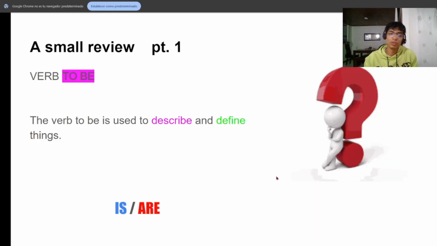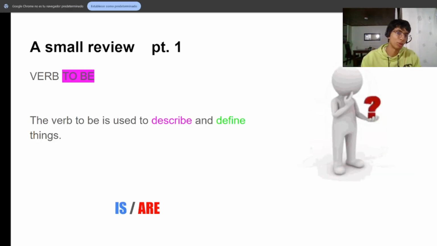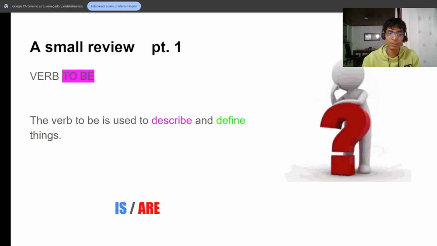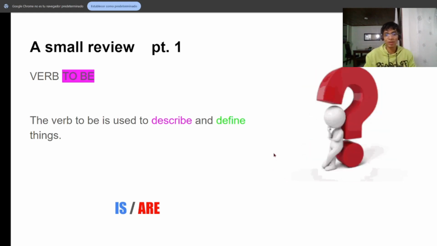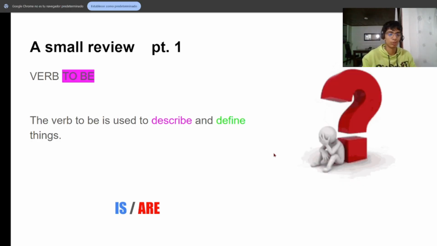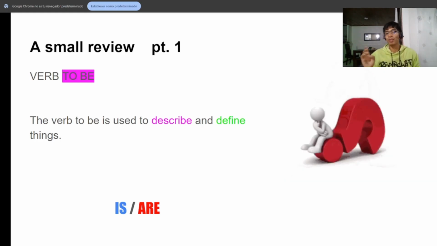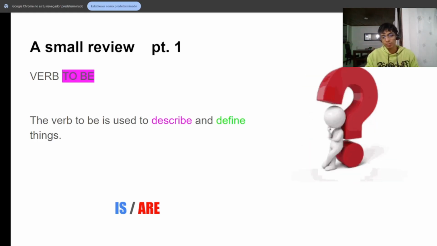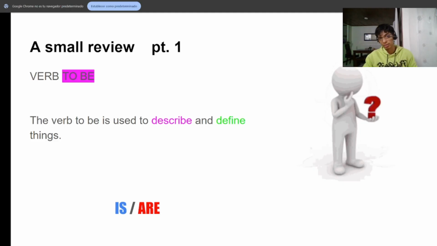So, first of all, I would like to have a little review about what you know about the verb to be. Does anybody have a clue what the verb to be is? No? Don't worry. I'll tell you. In very simple words, the verb to be is used to describe and define things. If you look at the camera right now, you will see that I have a sweater on. If I describe this sweater, I am going to say the sweater is green.